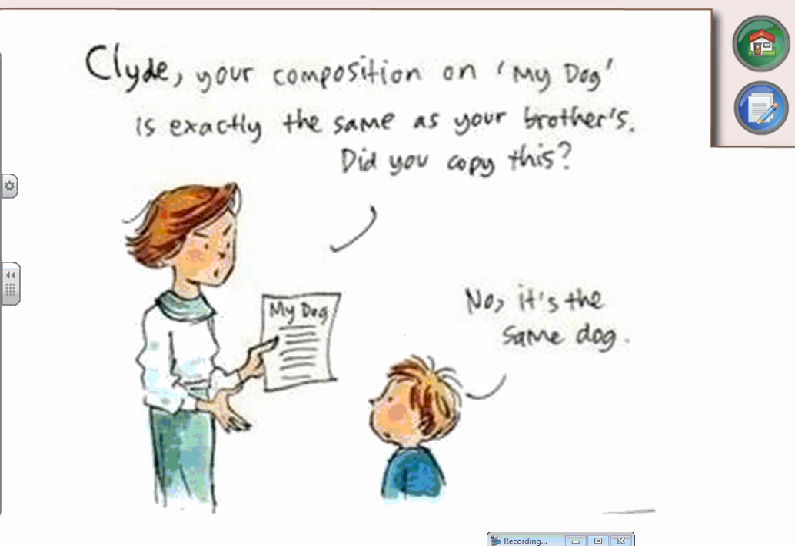I got Clyde, your composition on my dog is exactly the same as your brother's. Did you copy this? No, it's the same dog. I know that sounds like some of the excuses that you guys would use, but I don't think that's exactly the composition we're talking about.